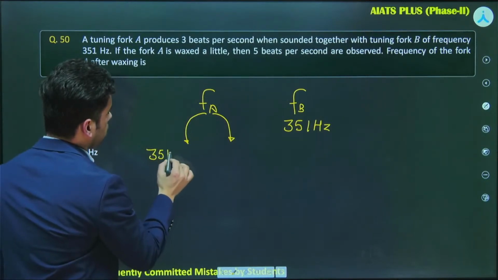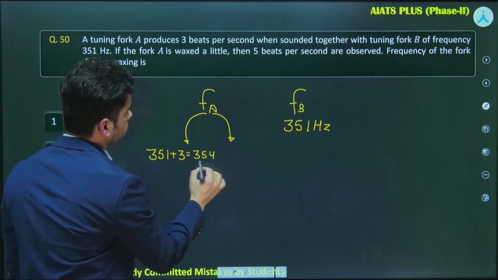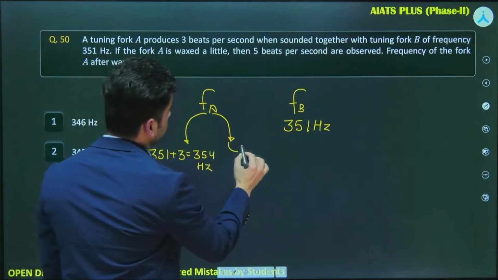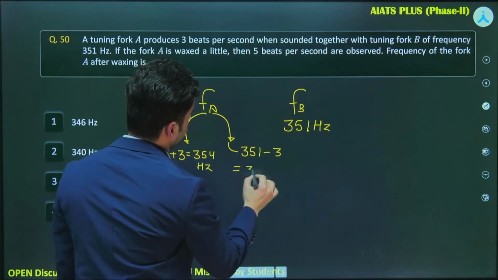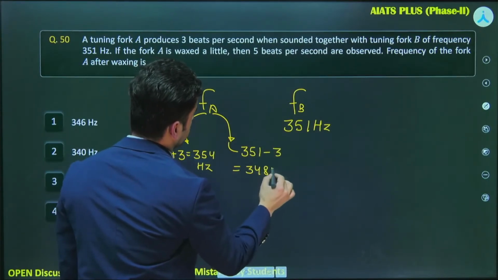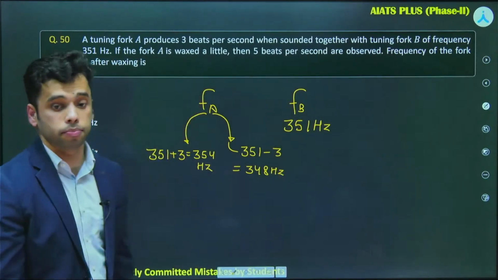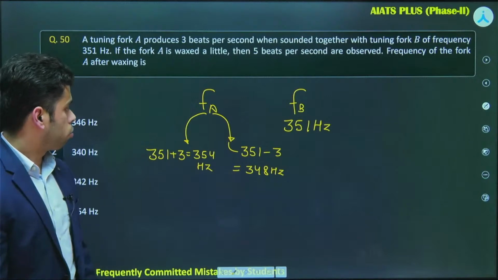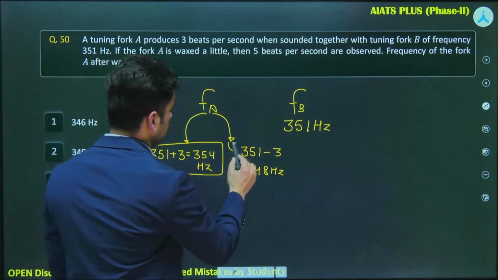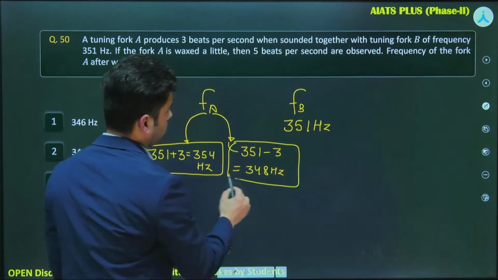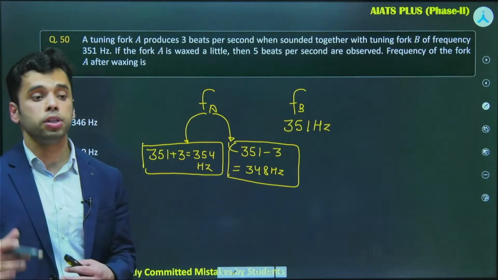So the possible frequencies of A is either 351 plus 3, that is equal to 354 hertz, or 351 minus 3, that is equal to 348 hertz. If I'm right, yes. So these two are the possible frequencies for the tuning fork A if it has to maintain the beat frequency of 3 beats per second. Now let's move to the other part of the problem.